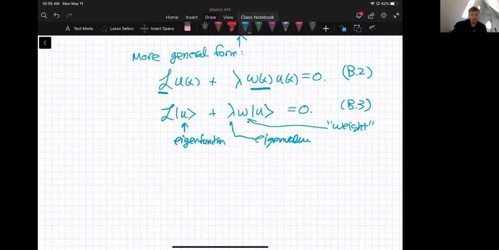Multiply the bra and the ket together. In other words, you take the inner product. Now, the reason why it is not necessarily obvious is that for the Schrodinger equation, the weight is equal to 1. And that's the same for the simple harmonic oscillator problem. So the weight is actually used for determining the inner product.